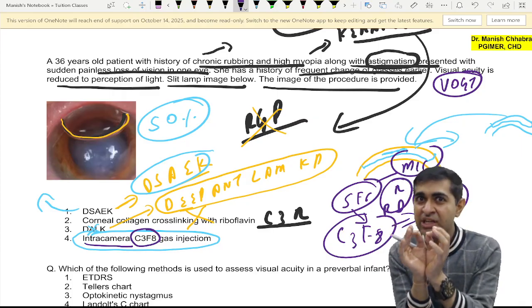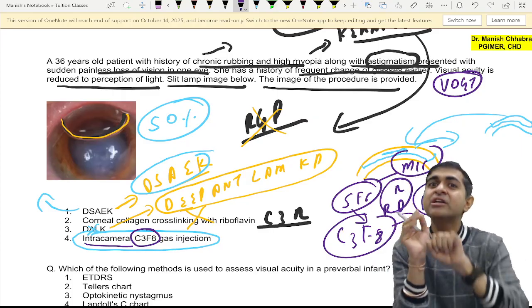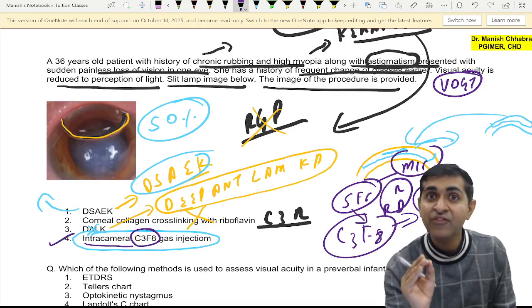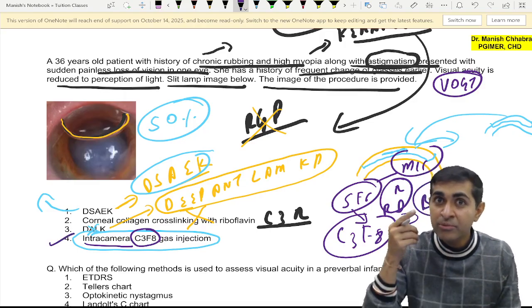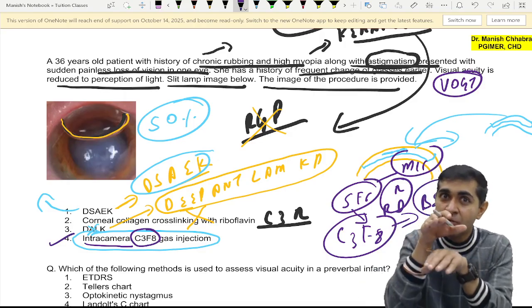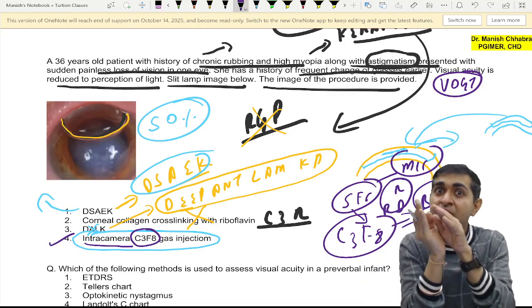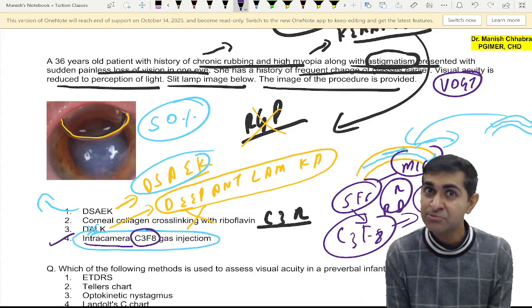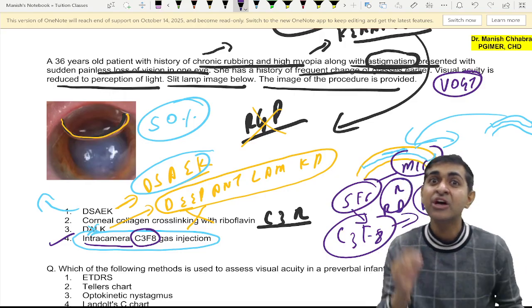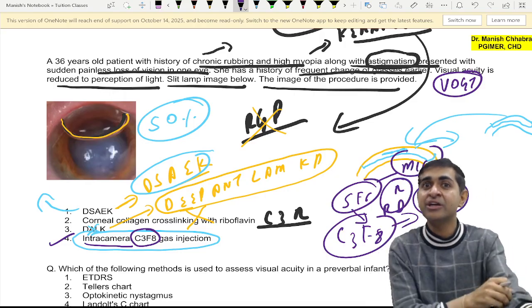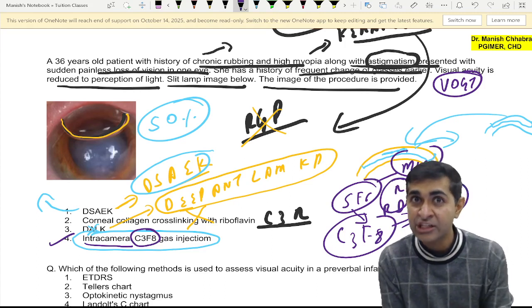If there is keratoconus, and if there is a tear in the Descemet membrane, you use C3F8 gas, the moment you inject it in the anterior chamber. This gas of course is lighter, so it will help in reattachment of the tear in the Descemet membrane, like it helped in the reattachment of your retina in rhegmatogenous retinal detachment.